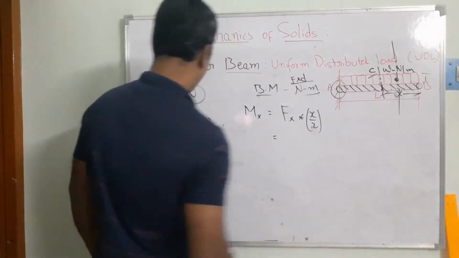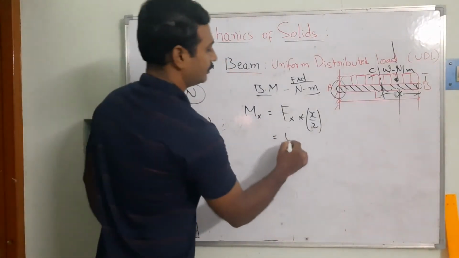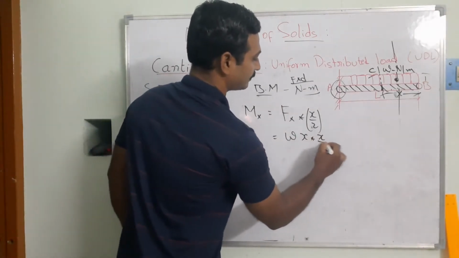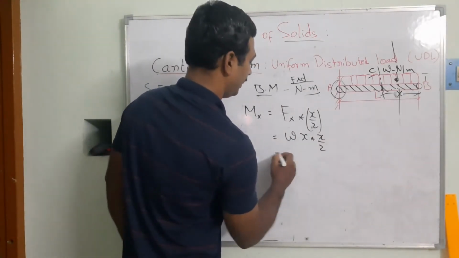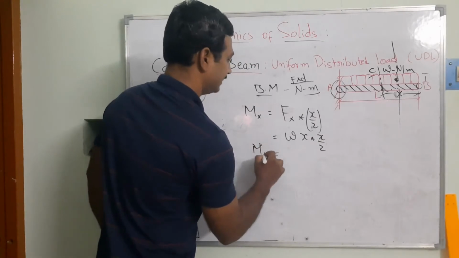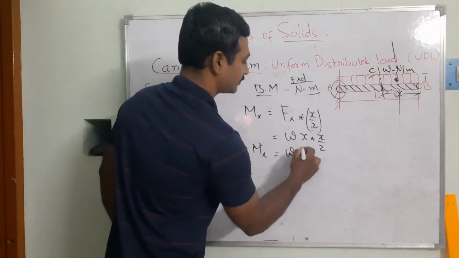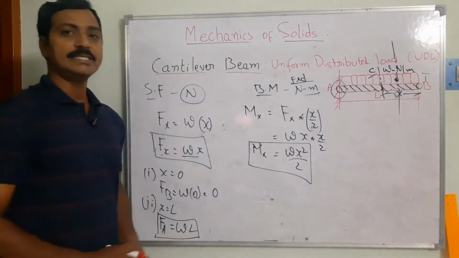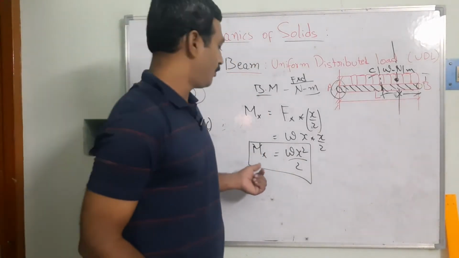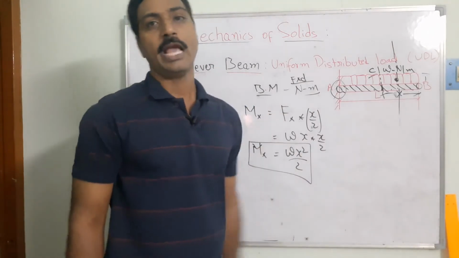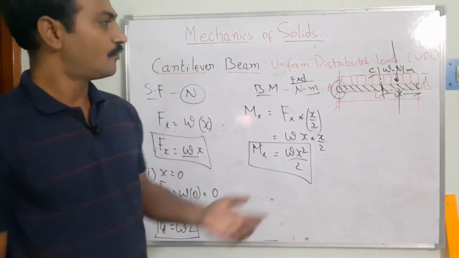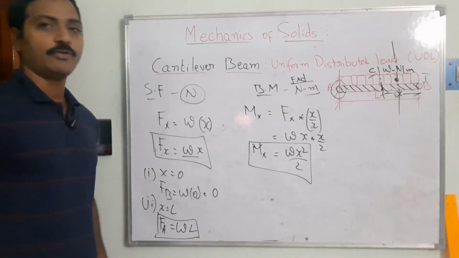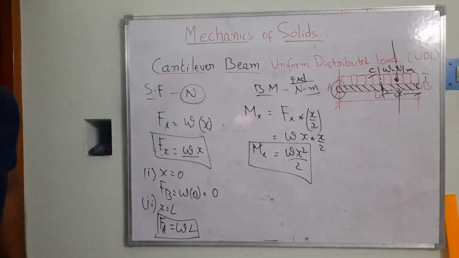So Fx is equal to, we know, W into x, into x by 2. Finally I am writing Mx is equal to wx square by 2, we got it. So this is the moment that exists at this section. As we know, x is the variable, and it is going to vary from 0 to L length. So I am going to take the moments for that.